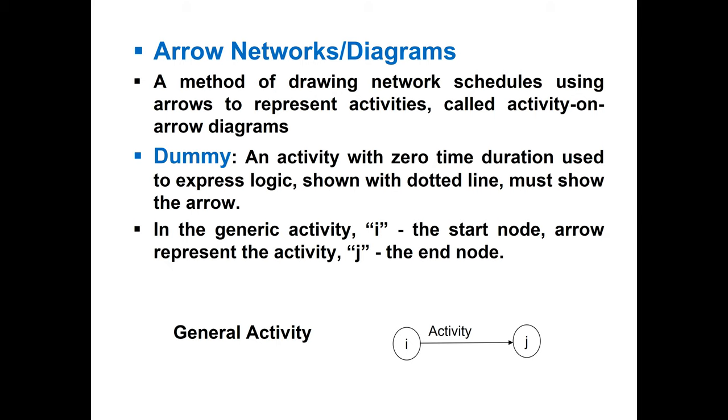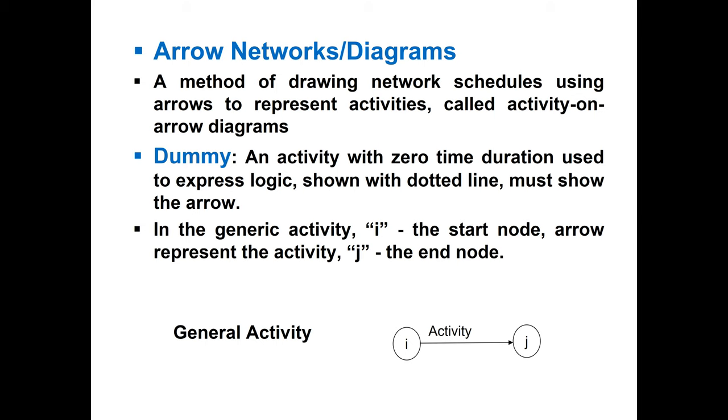In this slide we are going to learn about the arrow networks, or arrow diagram. What is the definition? What is the arrow diagram or arrow network? It's a method of drawing a network schedule using arrows to represent activities. So an activity is represented by an arrow. Sometimes we call it activity on arrow diagram. The activity will be represented by the arrow, and there will be a starting node and a finish node.